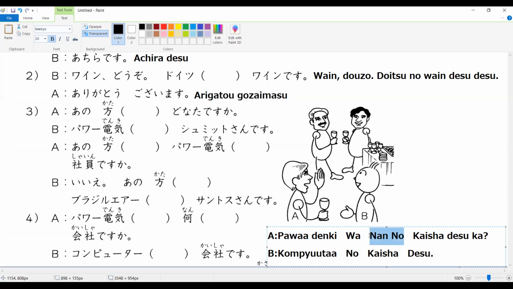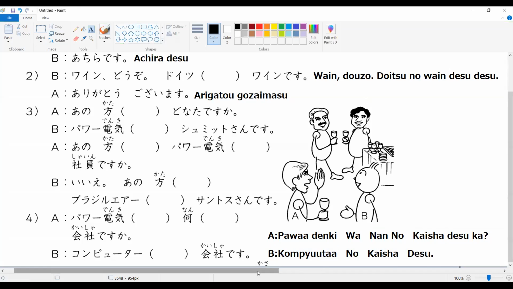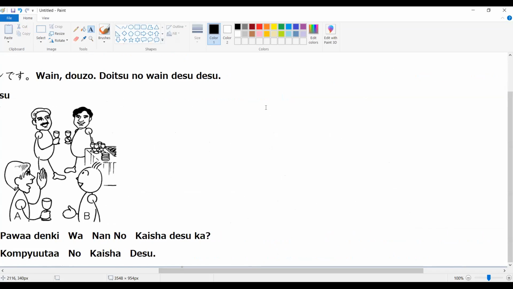So we have our nan no, it means what kind, okay? Then I'm going to say here, computer no kaisha desu. Computer is computer. Then kaisha is company. So you're saying it's a computer company. So let's have another example here.